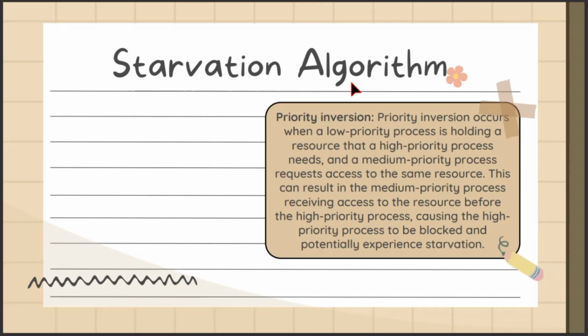So the second factor that can cause starvation is called priority inversion. Priority inversion occurs when a low priority process is holding a resource that a high priority process needs, and a medium priority process requests access to the same resource. This can result in the medium priority process receiving access to the resource before the high priority process, causing the high priority process to be blocked and potentially experience starvation.